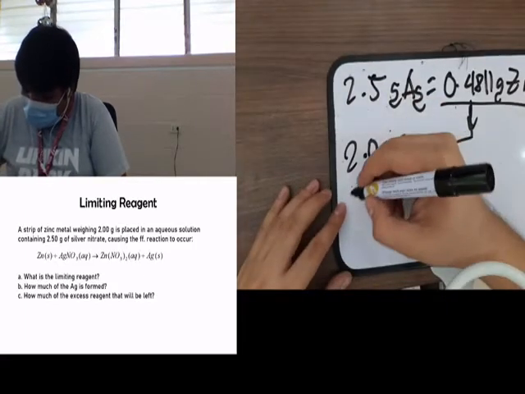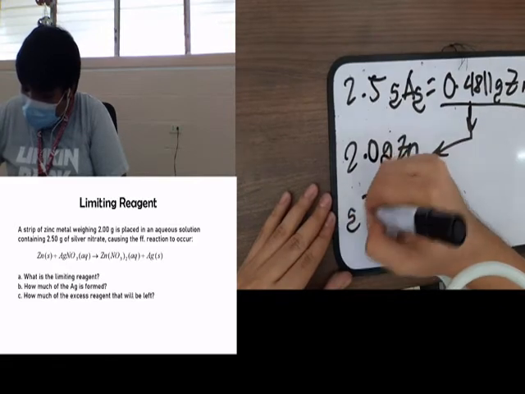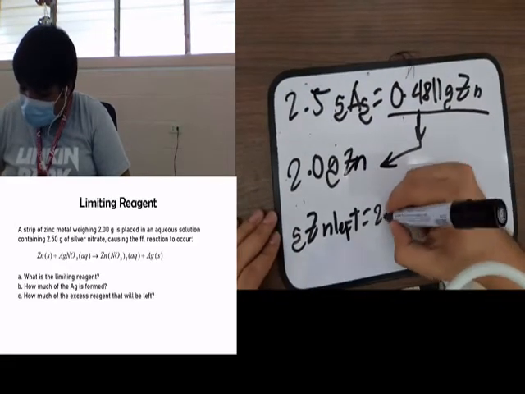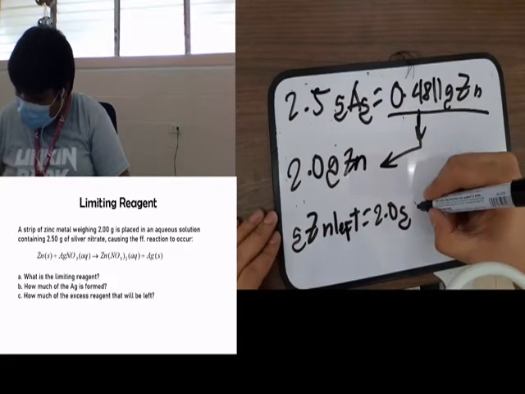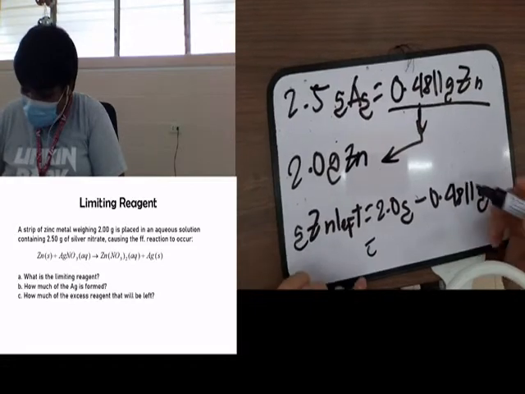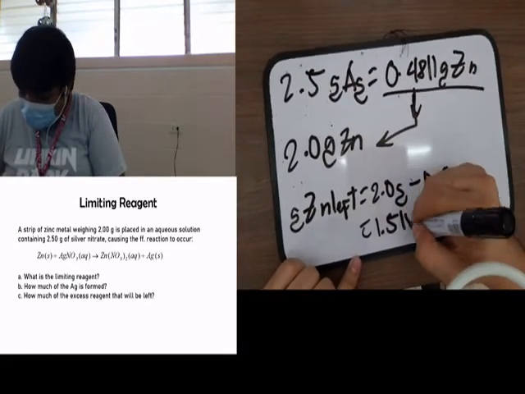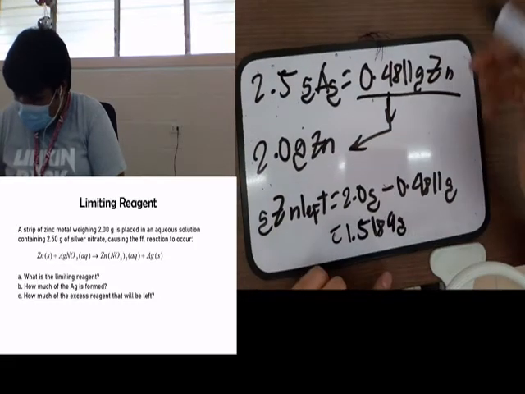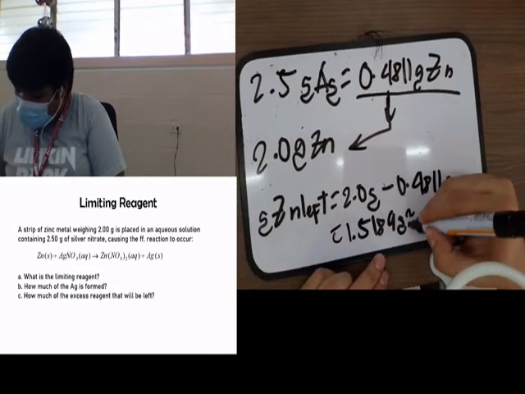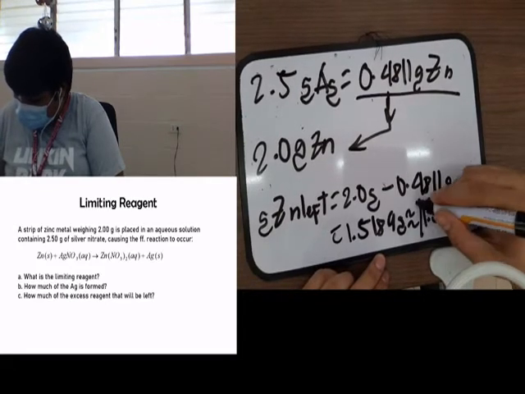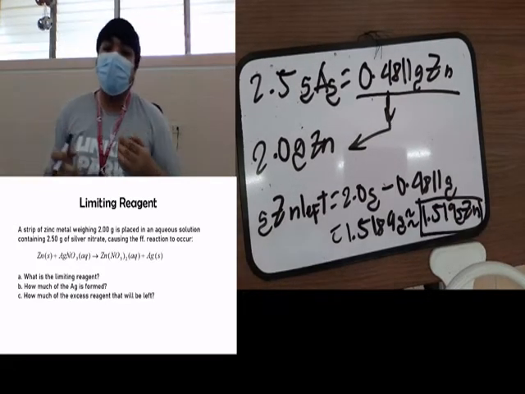So the grams of zinc left is equal to 2.0 grams minus 0.4811 grams, which is equal to 1.5189 grams, or rounding it off to 4 significant figures, you will have 1.519 grams of zinc. Okay, that's it. It's simple as that.